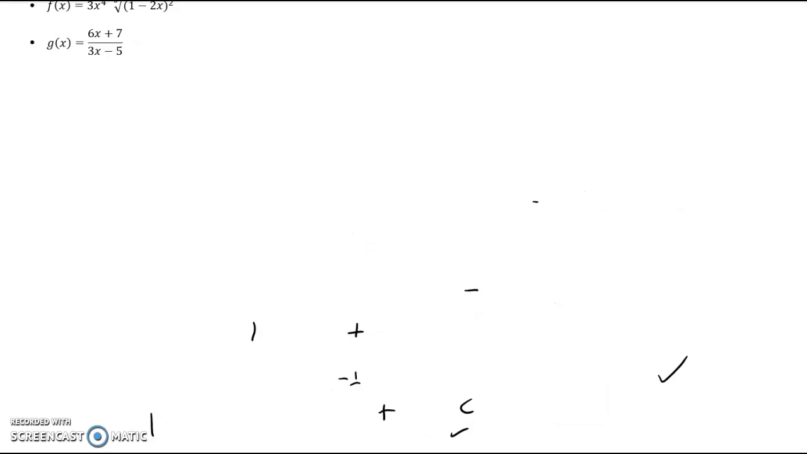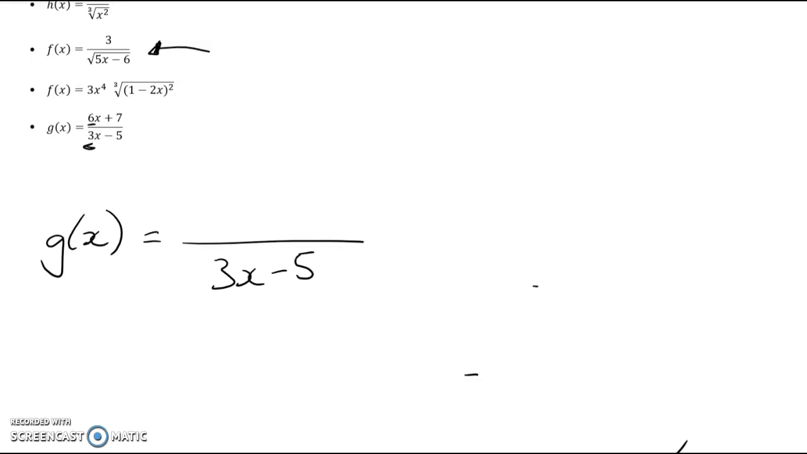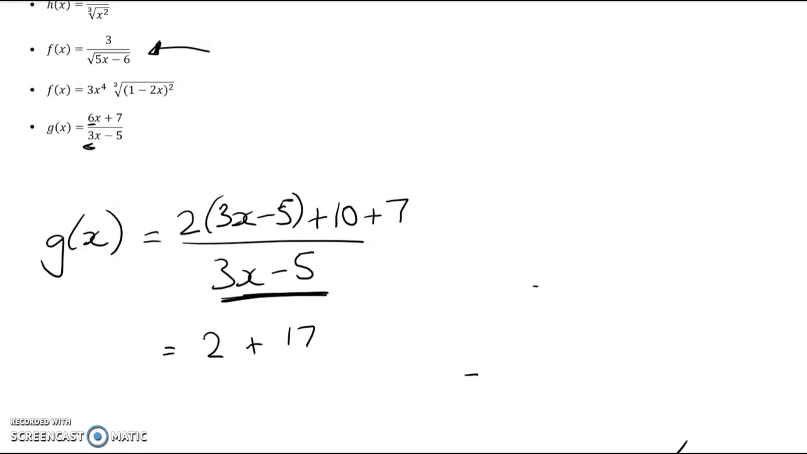The first thing that we notice when we've got this rational expression is that we've got a 3x here and we've got a 6x here. So we could rewrite this as g of x is equal to 3x minus 5 here, and 6x is equal to 2 times 3x. And I'm going to match up this term down here. So that now gives me in the top line, numerator, 6x minus 10. So I've forced in a minus 10, so I add it back in again. And that means that I can write g of x as 2 plus 17 times 3x minus 5 to the negative 1. And that's really easy to differentiate.